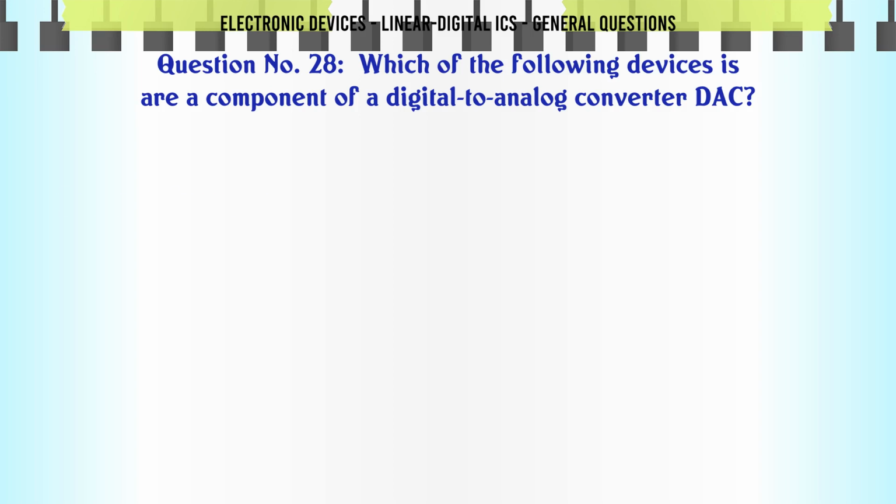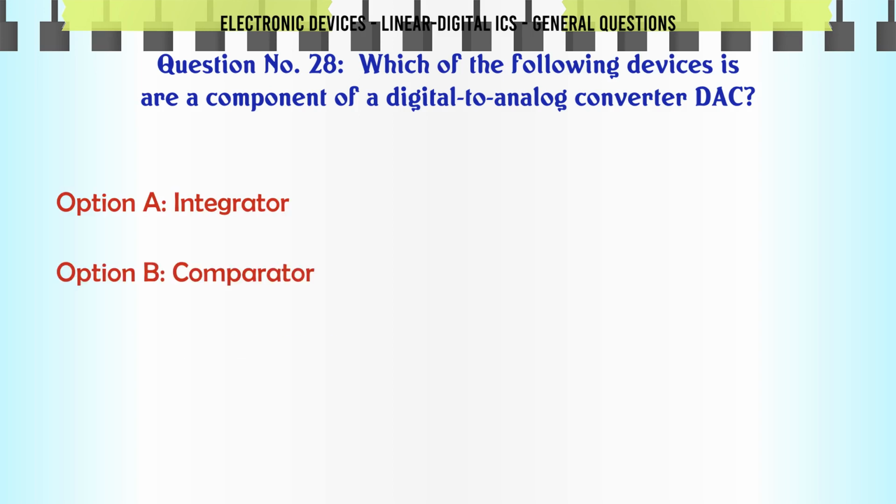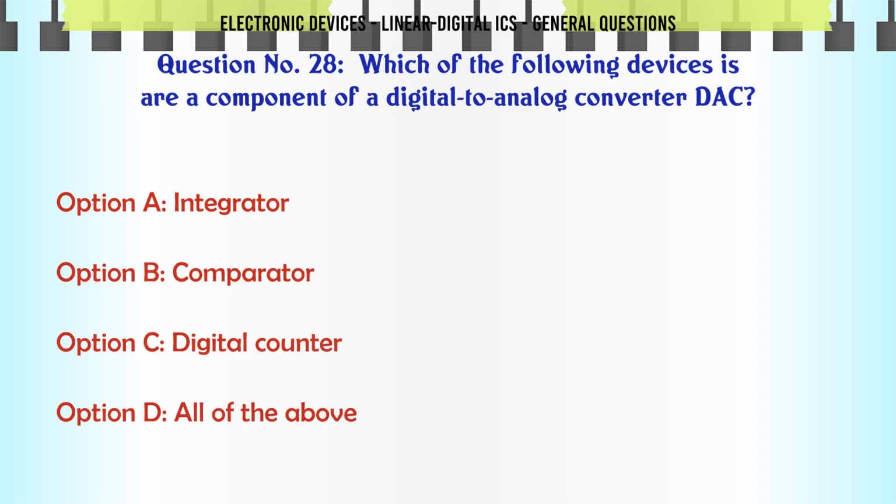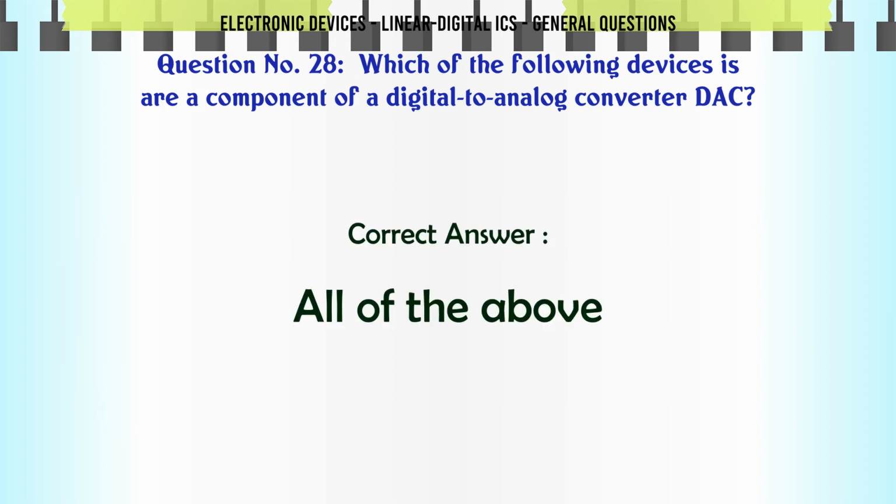Which of the following devices are a component of a digital to analog converter DAC? A. Integrator, B. Comparator, C. Digital counter, D. All of the above. The correct answer is all of the above.